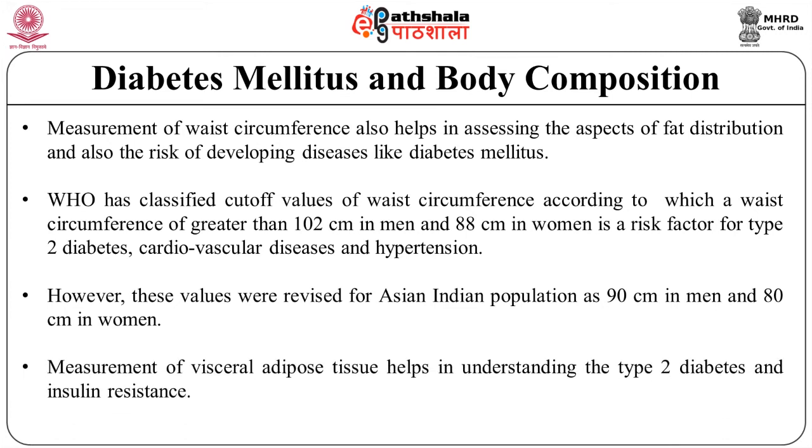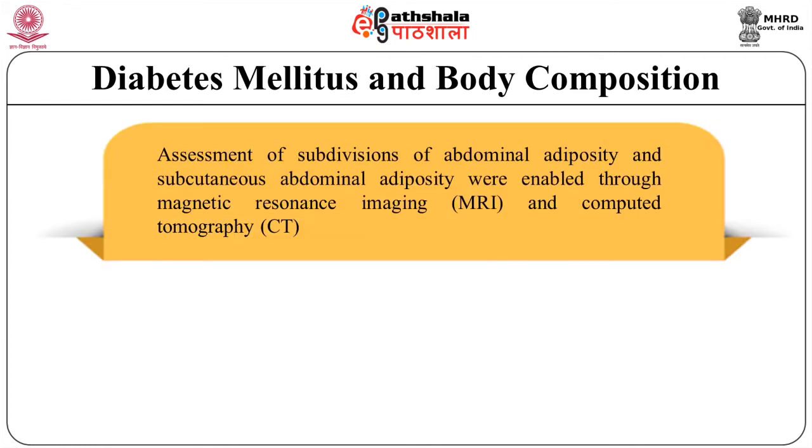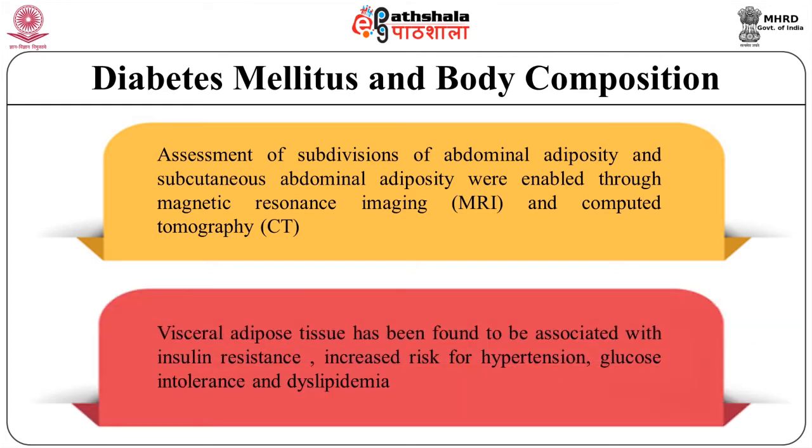Measurement of visceral adipose tissue helps in understanding type 2 diabetes and insulin resistance. Abdominal adiposity and subcutaneous abdominal adiposity can be assessed through magnetic resonance imaging, or MRI, and computed tomography, CT. Visceral adipose tissue has been found to be associated with insulin resistance, increased risk for hypertension, glucose intolerance and dyslipidemia.